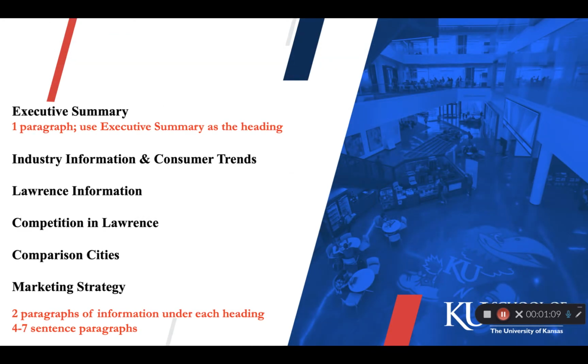Your proposal will cover these 5 topics. Include the 5 sections in this order. Each section should have a heading. The executive summary is 1 paragraph. Here, use the heading of Executive Summary. Include at least 2 paragraphs of information under each of the 5 topics. Subheadings are not required in your proposal. Each paragraph should be 4 to 7 sentences.